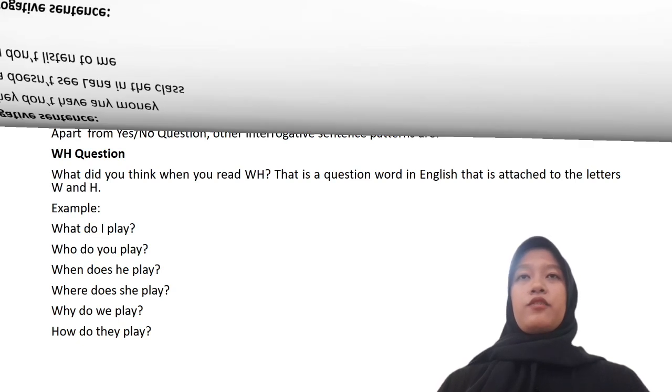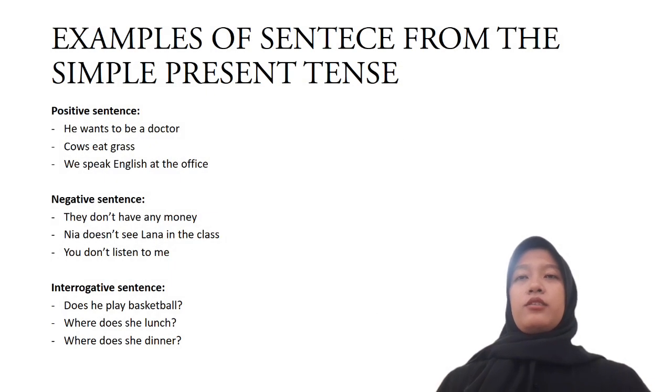Example of sentences from the simple present tense. Positive sentence: he wants to be a doctor. We speak English at the office. Negative sentence: they don't have any money. Nia doesn't see Lana in the class. You don't listen to me. For interrogative sentence: does he play basketball? Where does she have lunch? Where does she have dinner?